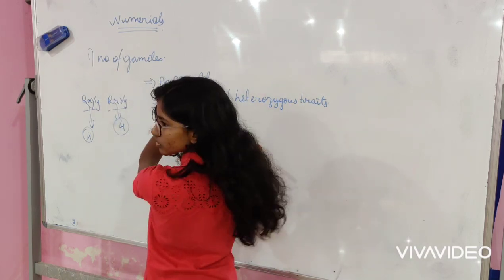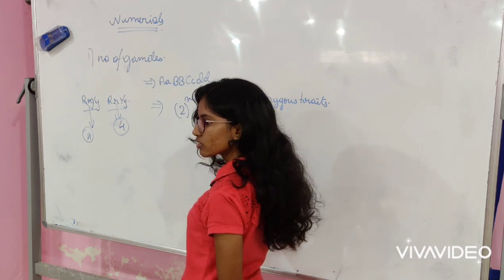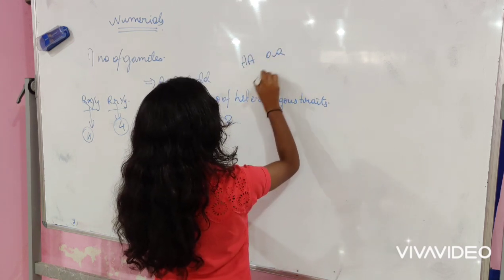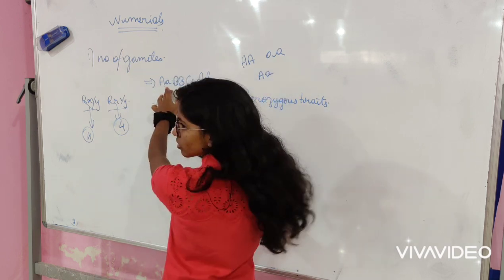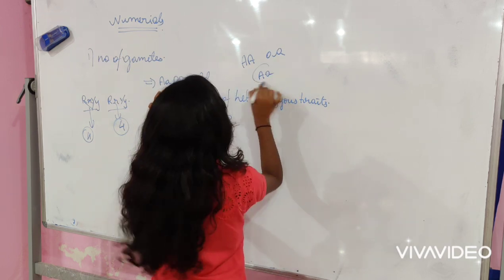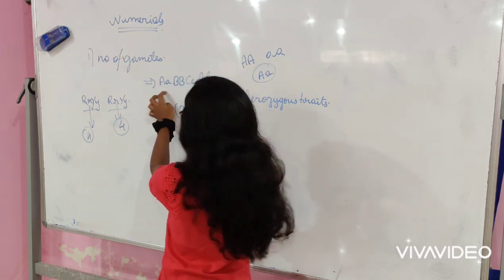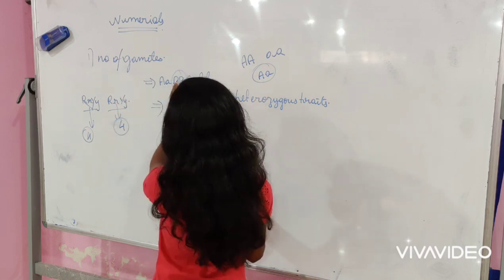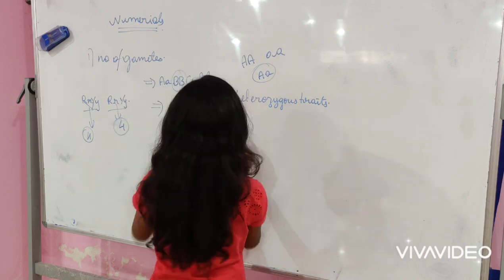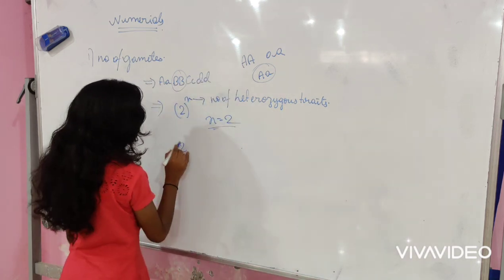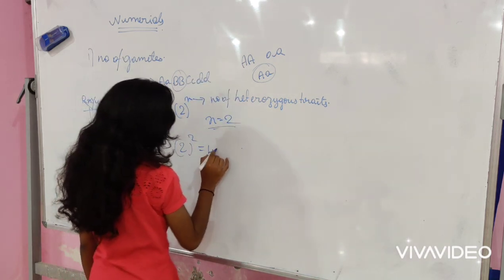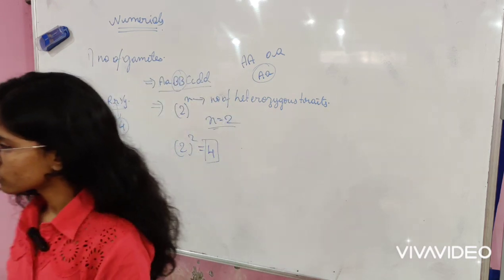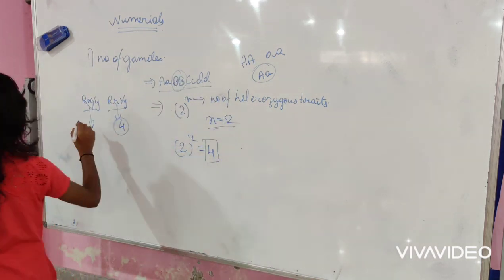Do you have any doubts? See, homozygous is this, heterozygous is this. So heterozygous is 1, and this is homozygous itself. This is heterozygous, this is homozygous. So n is 2, and 2 to the power 2 is 4. So 4 gametes will be formed from this. We'll find for this also.